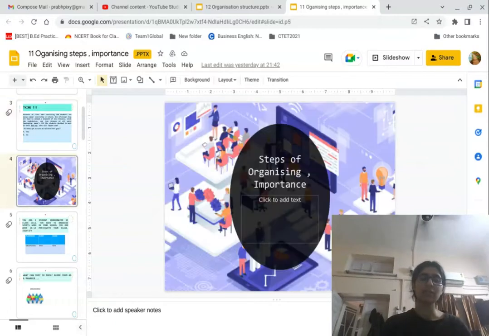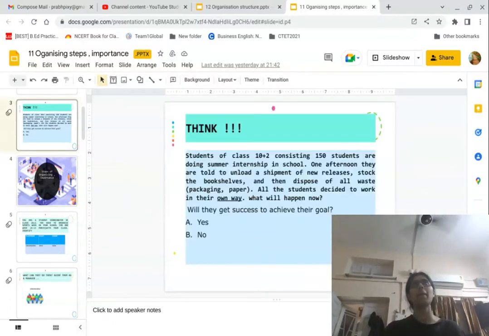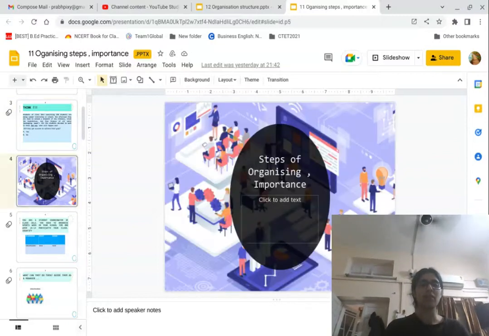Class, do you remember the steps of organizing before we jump towards today's topic? Yes, firstly to identify the work, then divide it. Then create what? Departments, very good. And then establish authority and responsibility. There was one more before that: giving them directions, like what to do, how to do. Great, class. Today we will be studying in more detail the steps of organizing and their importance.